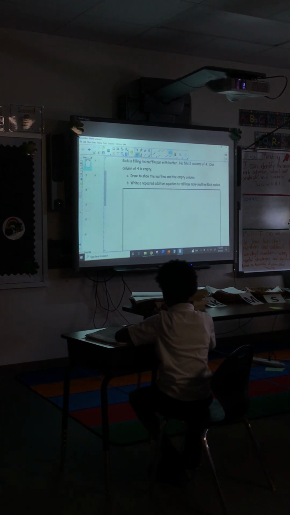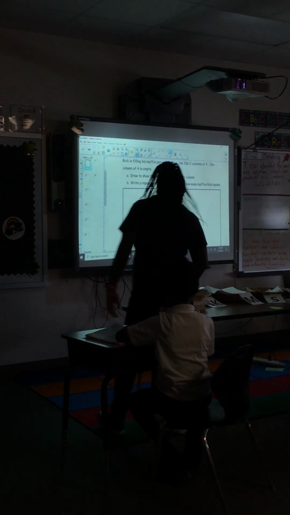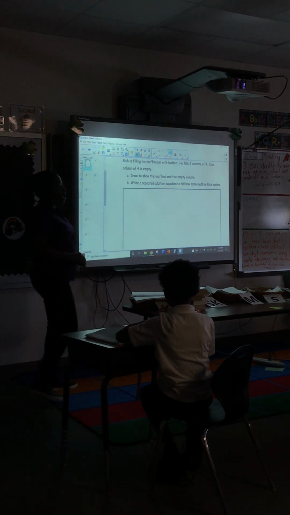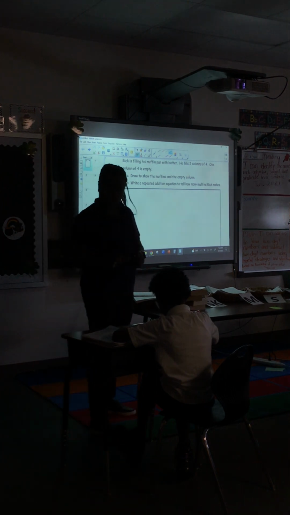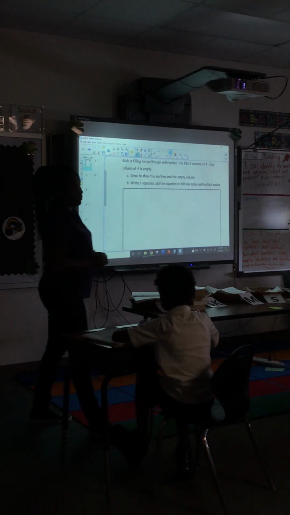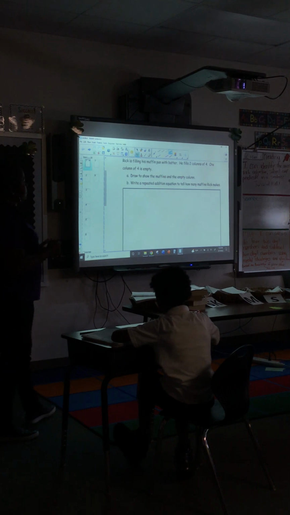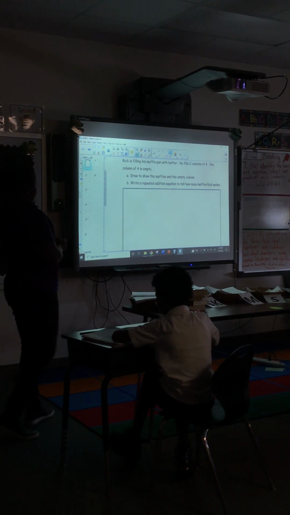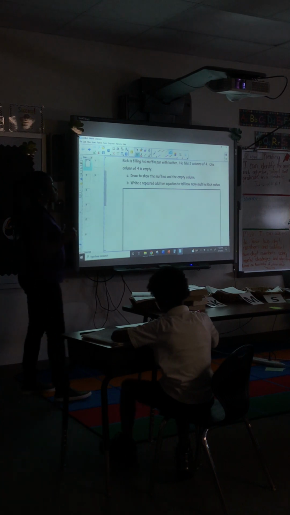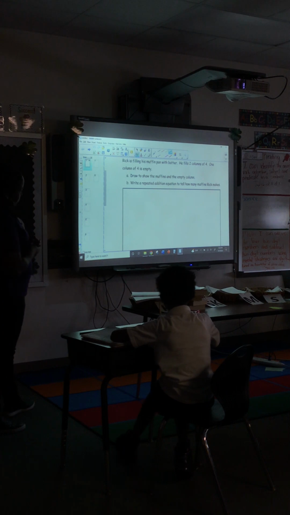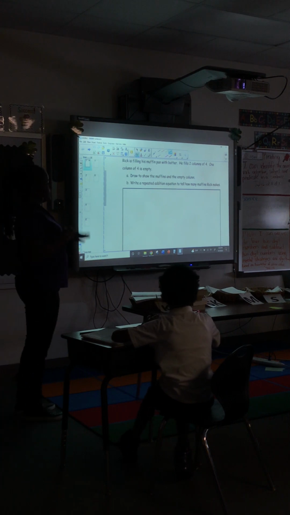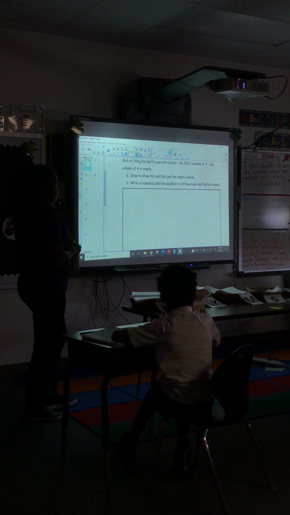Okay, are we ready? Let's get started. What is our application problem asking us to do? Can you read that for us, please? Rick is making batter. He fills 2 columns of 4. 1 column of 4 is empty. A. Draw to show the muffins in the empty column. B. Write a repeated addition equation to tell how many muffins Rick makes.